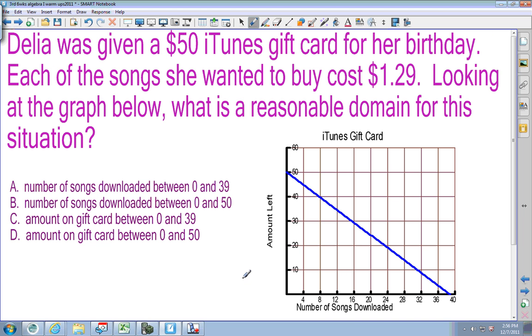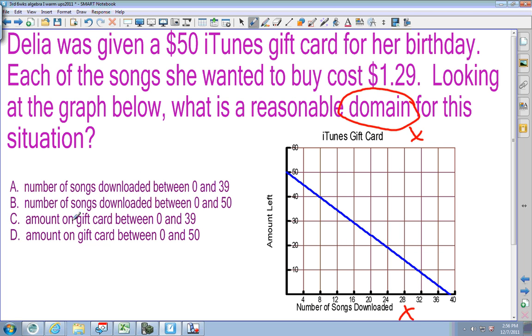Here's the next one. Pause that video and see if you can figure it out. Delia was given a $50 iTunes gift card for her birthday. Each song she wanted to buy cost $1.29. Looking at this graph, what is a reasonable domain for the situation? What is domain? Domain is the X. Which one of these is the X? X is down here, number of songs downloaded.